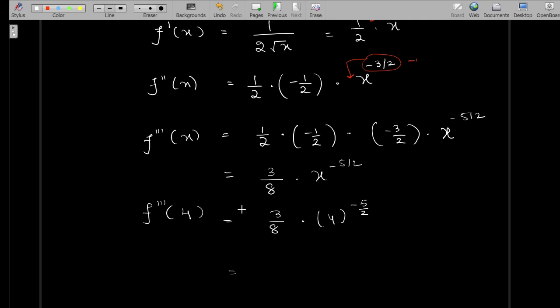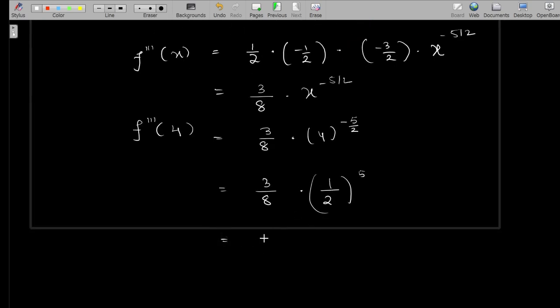So 2 to the power. So would it be 1 over 2 to the power of 5? Exactly. 1 over 2 to the power of 5. And that will be what? 1 over 32. And then finally this will be 3 over 256. That will be the final answer. Okay, Anika?